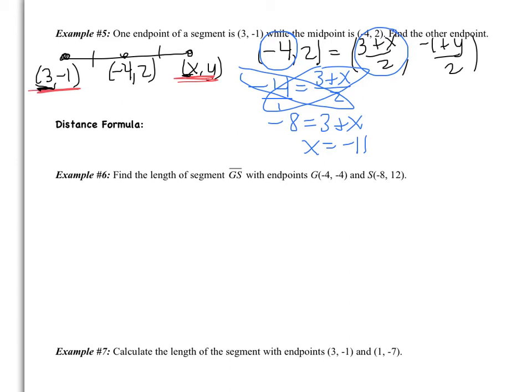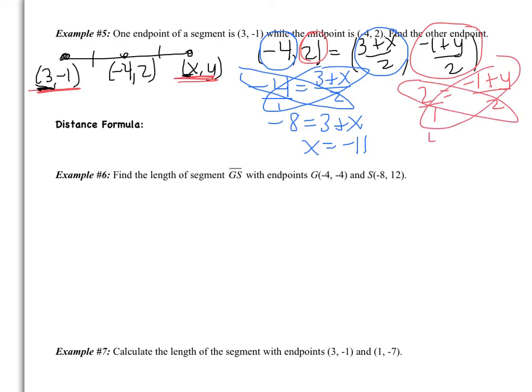Okay, I'm going to have to do the same thing for y. Here is my y. Here is my y. So I get 2 equals -1 plus y all over 2. Remember, this is like 2/1. Okay, now I can multiply. 2 multiplied by 2 is 4. And then I get -1 plus y, because remember, anytime you multiply by 1, it just stays the same. Adding 1 to the other side, I get y equals 5. Okay, last thing, I need to write this as an ordered pair. So my answer is -11, 5, x, y. So that's the other endpoint.